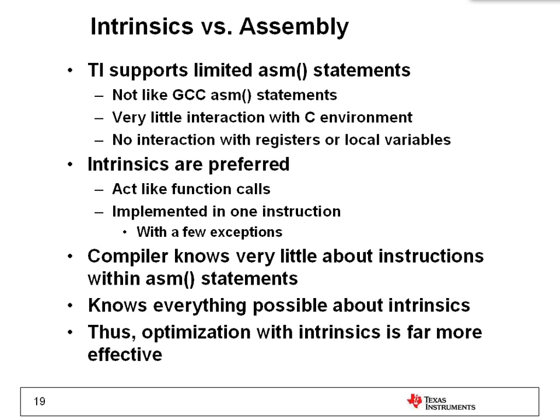It has to be very, very paranoid about what could be going on in the ASM statements, and this can impact your optimization. The exact opposite is true of intrinsics. An intrinsic is something that the compiler knows absolutely everything about. It knows as much about that intrinsic as it knows about any other instruction that it emitted just for a normal C expression. So optimization with intrinsics is far, far more effective. Okay, so this slide sort of sums up TI's position on this topic.